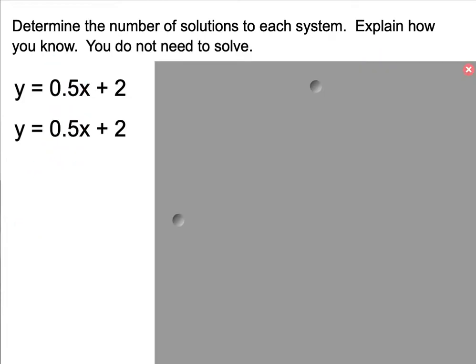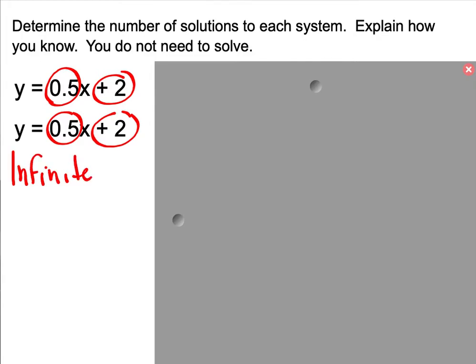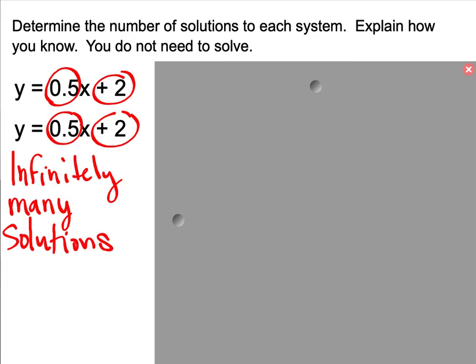All right, determine the number of solutions, explain how you know. You do not need to solve. So on this one, let's just take a quick look. The slopes are the same. The intercepts are the same. It's the same line. Infinitely many solutions. And we know it's infinitely many because they are the same line.